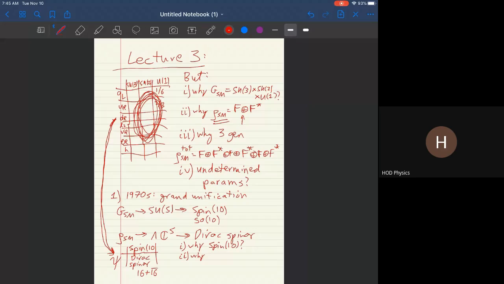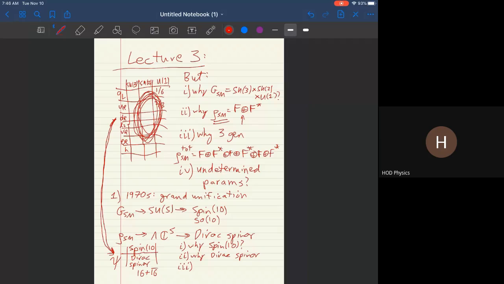Why the Dirac spinor representation? Spin 10 has an infinite number of representations to choose from. Why the Dirac spinor? It does seem rather natural, but then again, we've made no progress.